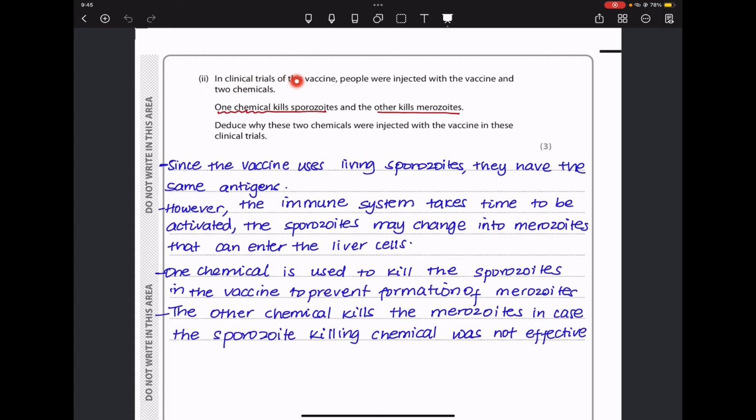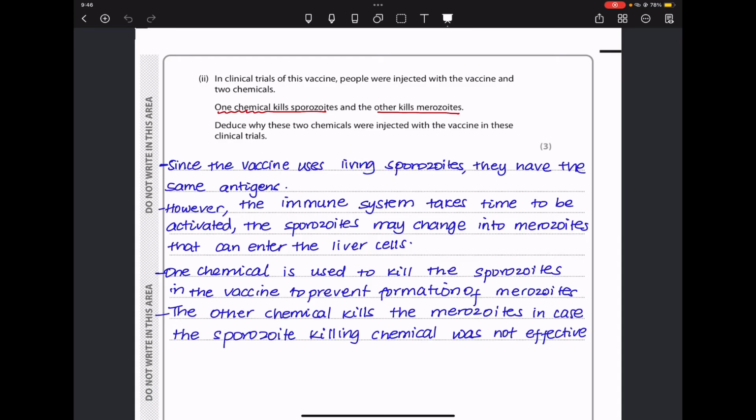In clinical trials of this vaccine, people were injected with the vaccine and two chemicals. One chemical kills sporozoites and the other chemical kills merozoites. Deduce why these two chemicals are injected in the vaccine in these clinical trials. One chemical is going to be killing sporozoites, but if some survive, then it means they're going to be converted into merozoites, and these merozoites are going to be killed by the second chemical in order to prevent the infection of the cells.